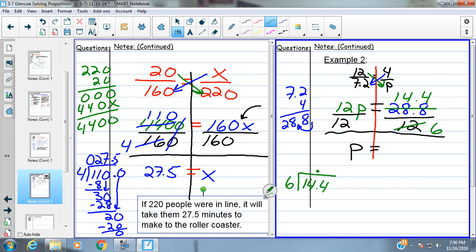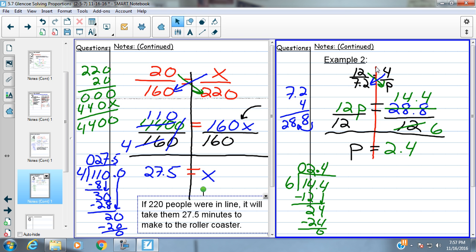6 goes into 1, 0 times. 6 goes into 14, 2 times. Bring down our 4, and 6 goes into 24, 4 times. And it turns out p equals, in this problem, 2.4. Huh. So, we're learning how to use cross products or cross multiplication in order to solve for missing variables.